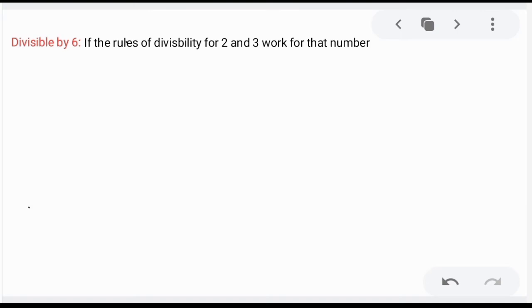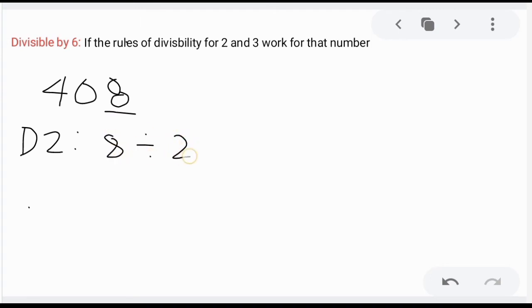Let's try the divisibility rule by 6. It states that if the rules of divisibility for 2 and 3 work for that number. So, let's try this example. We have 408. So, we have to check first the divisibility rule for 2. So, the last digit is 8. So, divide it by 2. We get 8 divided by 2 is equal to 4. So, it works for divisibility rule number 2.